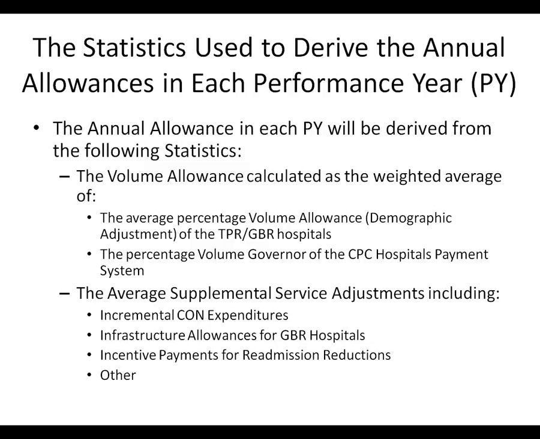A key feature of this demonstration that will be necessary in order to make it workable is for these volume allowances to be very, very stringent. And the proposals that the staff has made with regard to these issues, including the negotiation of GBR hospital budgets and the volume governor for the CPC hospitals, are very much in line with sustaining a viable volume allowance because of the limitations that these volume allowances that the staff has developed represent.